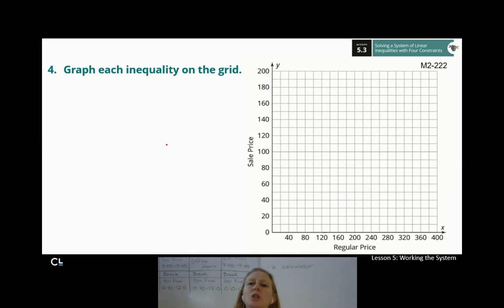So let us use our system of inequalities. And I want you to graph all of them. Hit pause, work it out, hit play when you're ready to check your work.